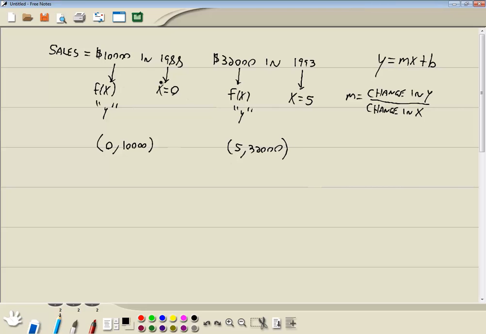Now that we've mapped these directly to x's and y's, we can use our formula. Remember our formula. This is our first point, so I'll label that as x1, y1. This is our second point, so I'll label that as x2, y2. And our formula says m is equal to y2 minus y1 over x2 minus x1. Well, 32,000 is our y2, minus y1, which is 10,000, over x2, which is 5, minus x1, which is 0.